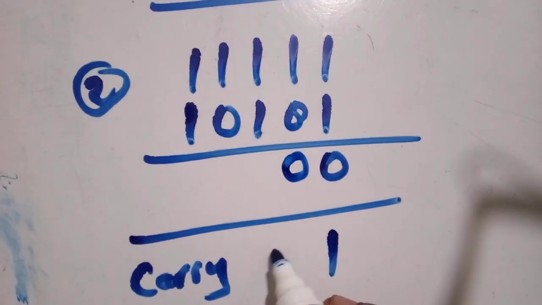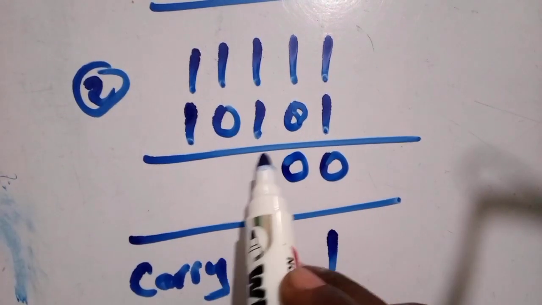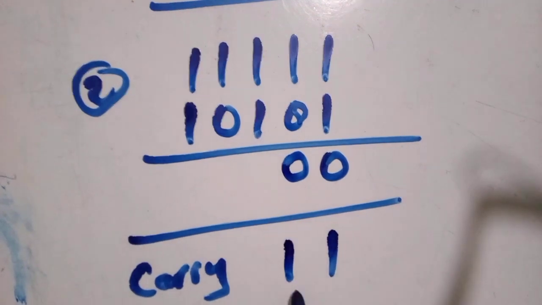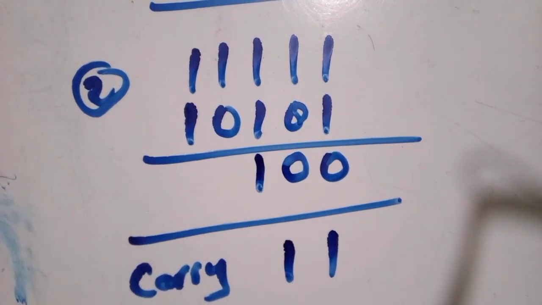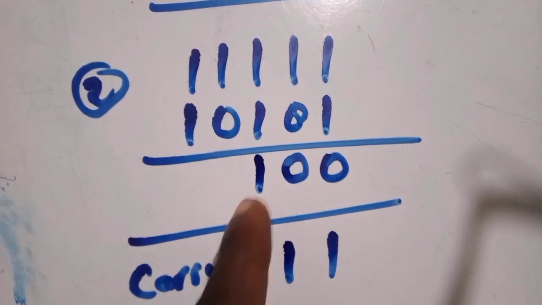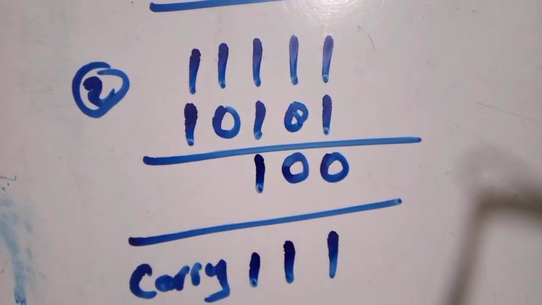You carry 1. 1 plus 1, which is 2, plus 1, which is 3. So 2 into 3 is 1, remainder 1. So you have to write 1 here, because 2 into 3 is 1, remainder 1. So you have to write a remainder of 1 here.